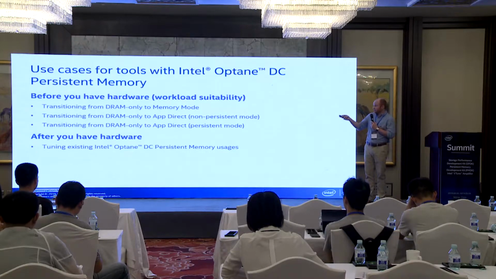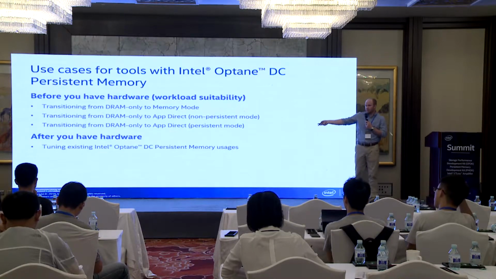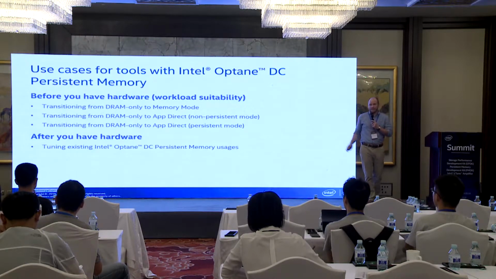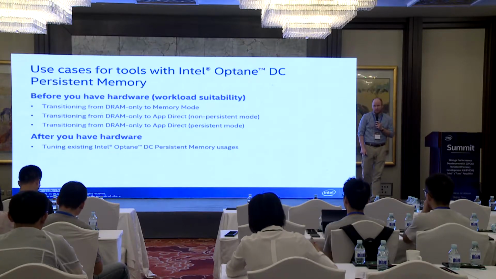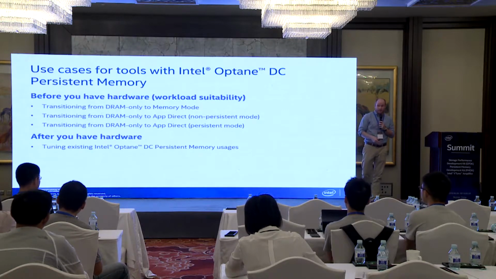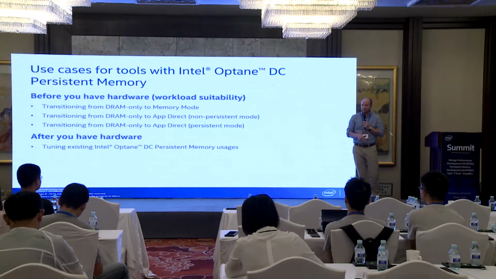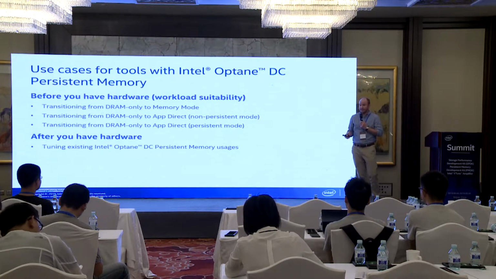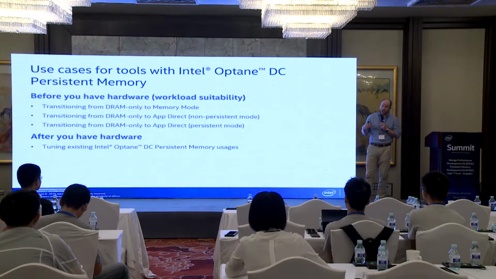In addition to this suitability analysis, which is what we call this section up here before you have hardware, we have lots of powerful features for analyzing applications that are running on platforms with Optane DC persistent memory. I don't know how many of you spend time optimizing performance, but if you do, you know that it's challenging. Just like debugging a program for correctness, optimizing a program for performance is very challenging as well. And having tools to help you do that makes your job a lot easier.